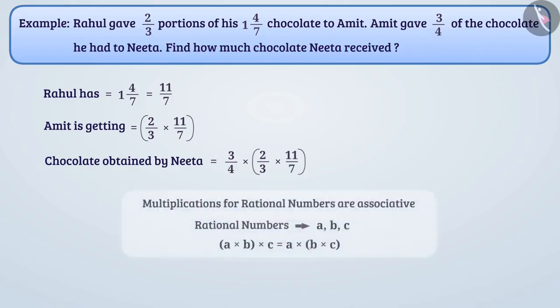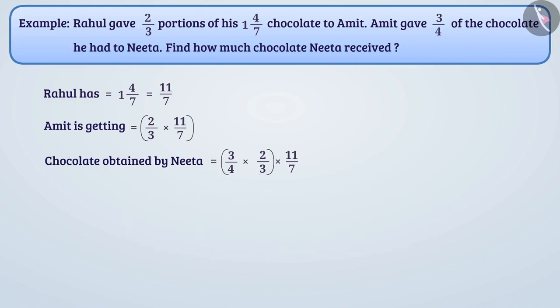Let's solve it. Multiplication for rational numbers is associative. So we can group here as follows. By simplifying the parenthesis, we get the rational number 1/2. Now we multiply 1/2 and 11/7. This will give us the result 11/14. In this way, Neeta gets 11/14 of the total chocolate.